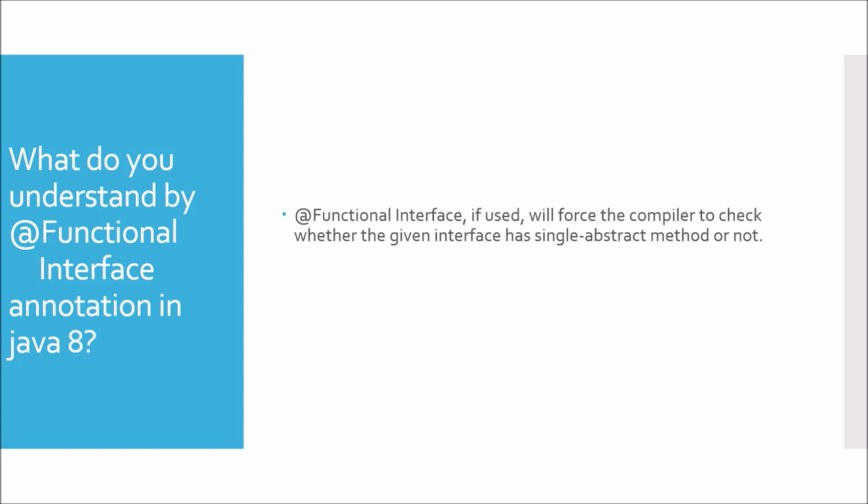The @FunctionalInterface annotation, if used, will force the compiler to check whether the given interface has a single abstract method or not. If not, the compiler will throw an error for the unexpected @FunctionalInterface annotation. In order to understand, you can correlate this annotation with the @Override annotation. It is not mandatory to use @FunctionalInterface, but when you use it, at compile time the compiler will check whether the given interface is a functional interface or not. If not, it will throw a compilation error.